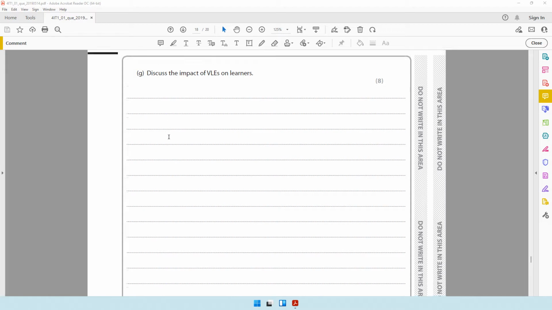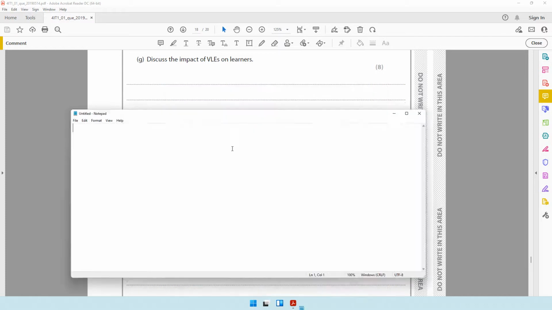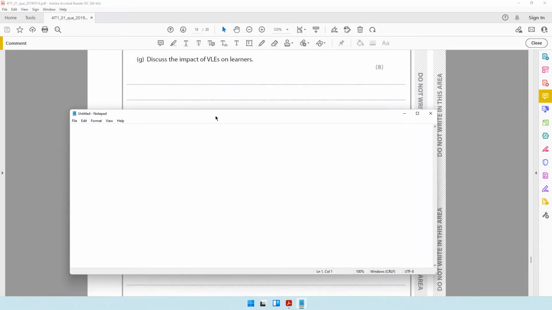Okay, so let's get the notepad file for this question. Now let's get the mind map done first. They're talking about discussing the impact of VLEs on learners. So we can talk about the good and the bad, that is the advantages, the disadvantages, the benefits, the drawbacks.